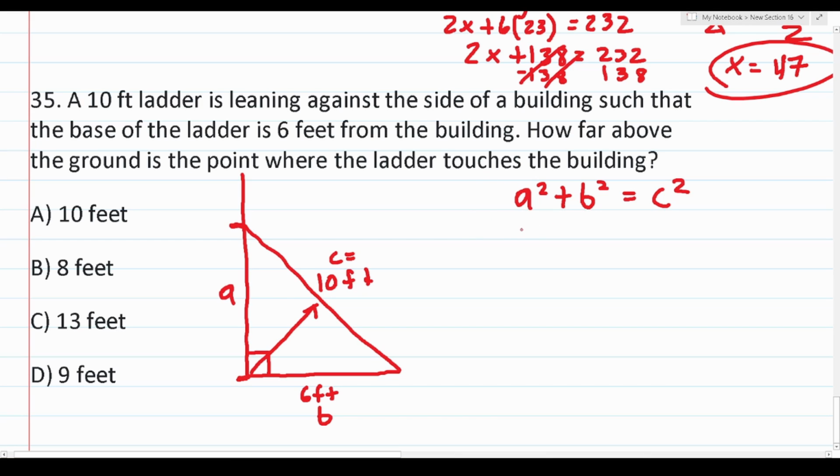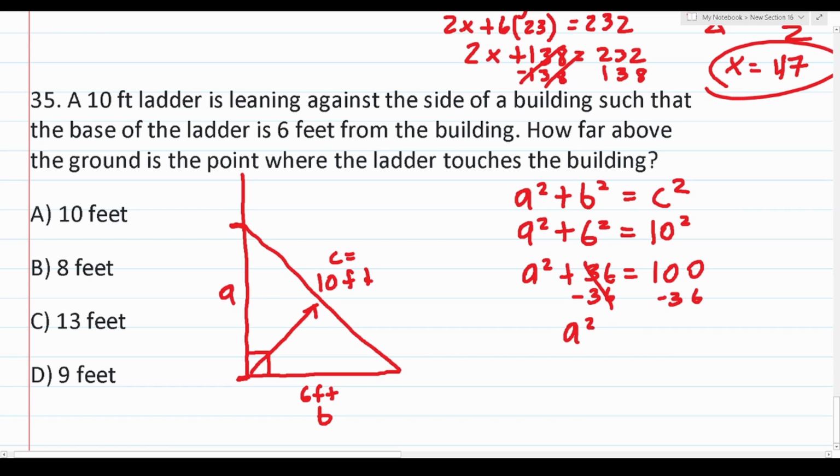Again, we don't know what A is, so we're going to leave that as A squared. We know B, which is one of the legs of this right triangle, was 6, so this is 6 squared. And we know the hypotenuse, furthermore, is 10, so this is 10 squared. So this is A squared plus 6 squared is 36 equals 10 squared, which is 100. Let's go ahead and subtract 36 from both sides. This crosses out, leaving you with A squared over here.